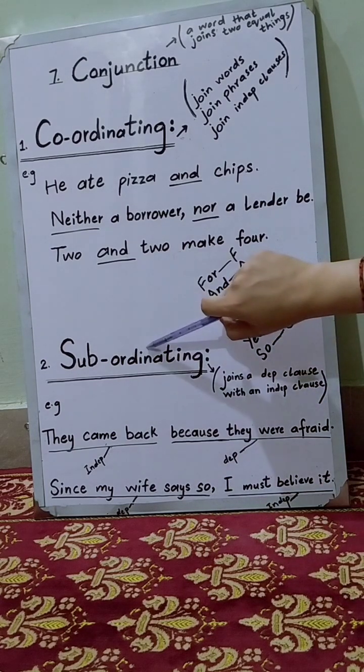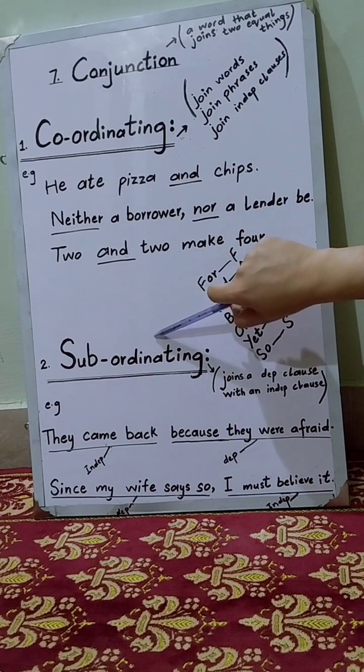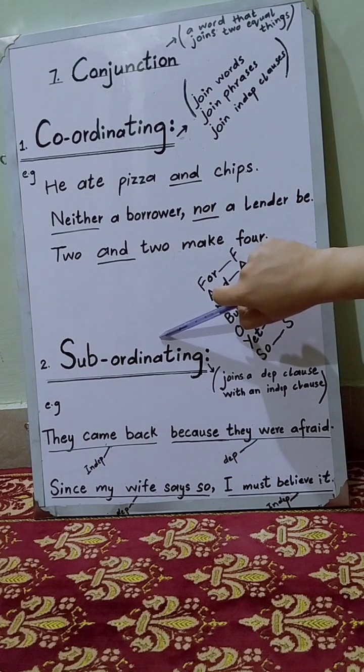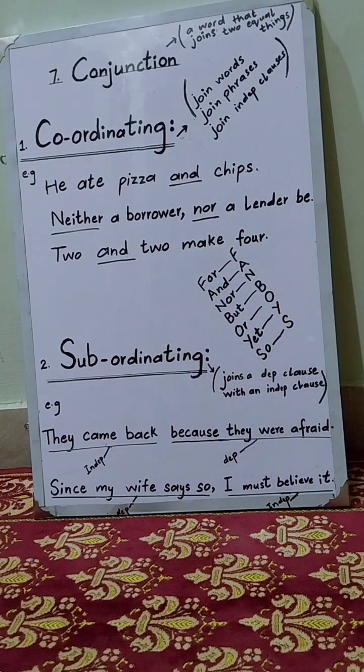The main subordinating conjunctions are after, because, if, that, though, since, although, till, before, unless, as, when, etc.